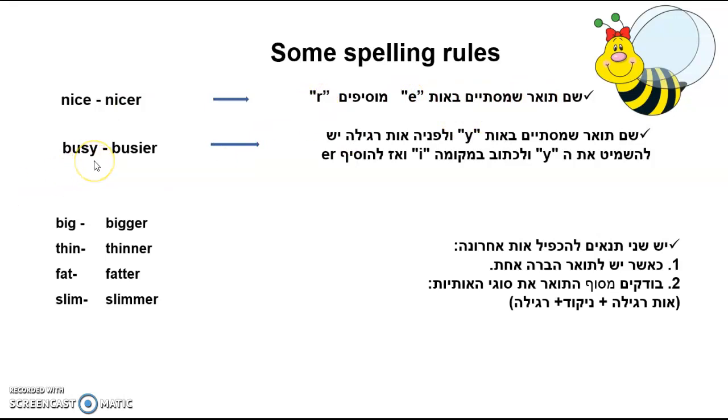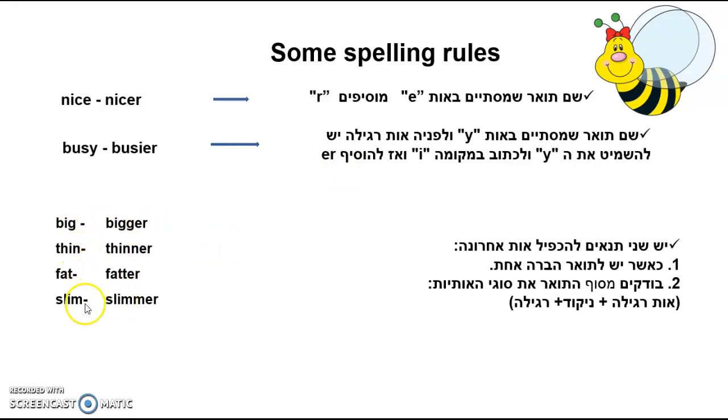Busy ends with a Y. There are many adjectives that end with a Y, but you have to check the letter that comes before the Y. If it's a regular letter and not a vowel, then you take off the Y and put an I and then add ER. Here are different examples of changes to the adjective.